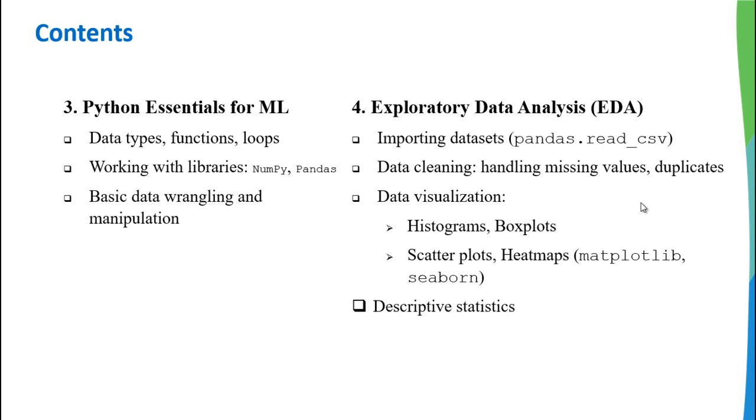Then we also look at Python essentials for machine learning, the data types, functions. So we are not going to go into Python as a course in detail, because it's a different course on its own. But we are going to look at essentials only for machine learning. What we need to learn, what we need to know as machine learners in that category. So it won't be Python as a course, as a language, but as machine learners, we need to learn some essentials from Python. So functions, loops, and working with libraries, basic data wrangling and manipulation.